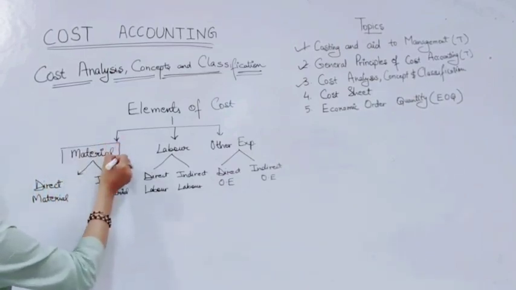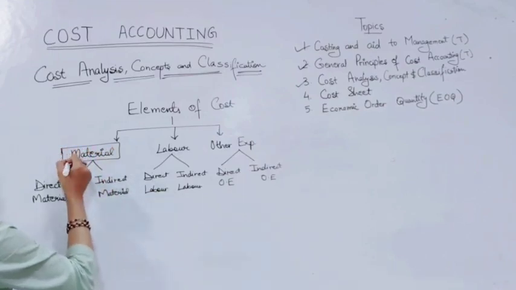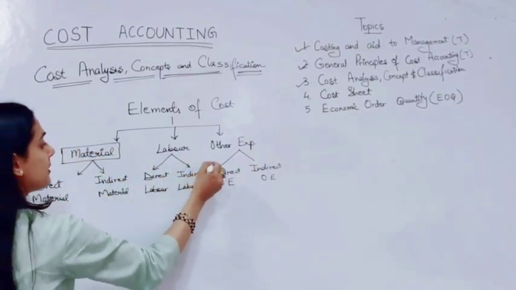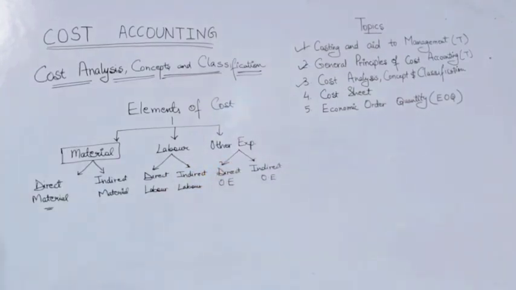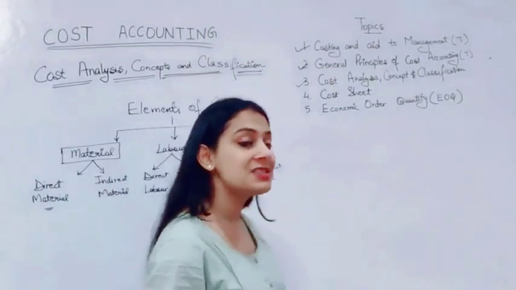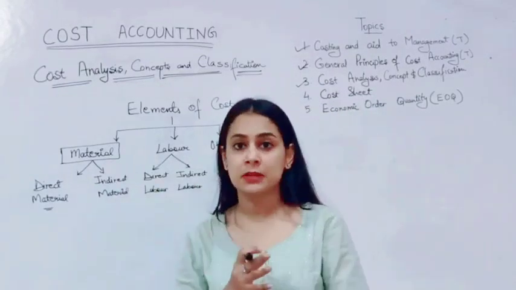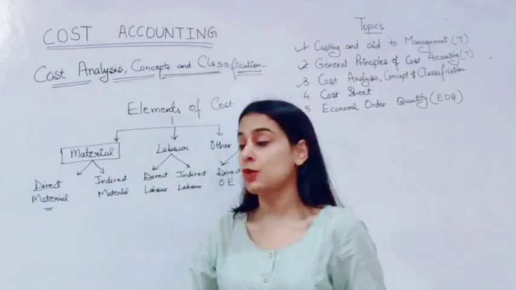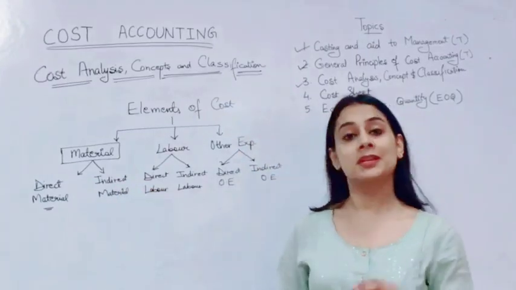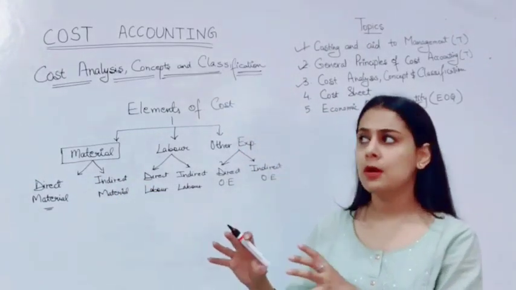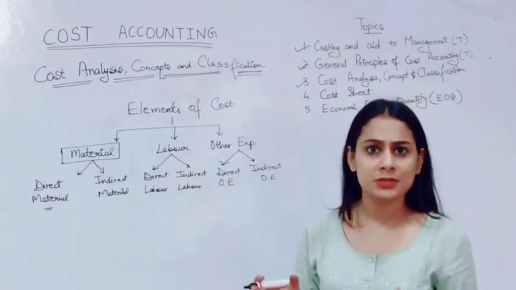Talking about the materials first. So let's understand the concept of material. Direct material is that material which is directly associated in manufacturing the product, which is directly visible in the product, which is directly applied in the product. Whereas indirect material is that material which is somewhere a part of the product but not seen, not visible.